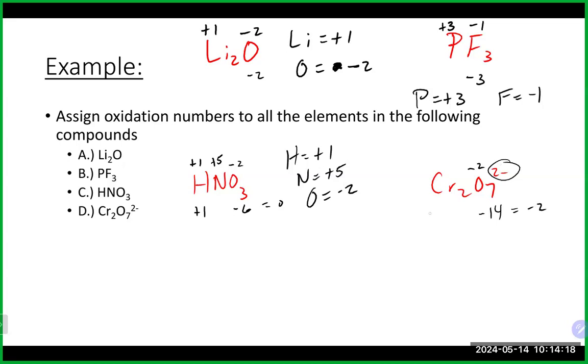There are actually 2 chromiums here, so do a little math problem. Each of the chromiums does need to be +6 in this case. That gives us +12 -14 equals -2. And again, here our chromium would be +6, not +12. Oxygen would be -2, not -14 in this case. Any questions on any of those?